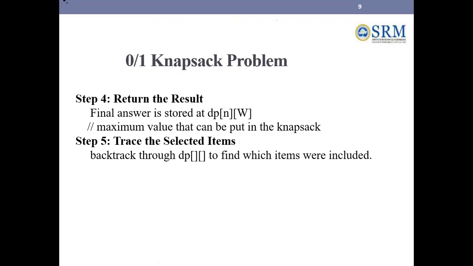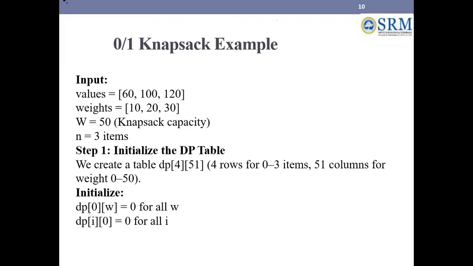So now we can trace the selected items to find the subset of items to be added. Backtrack through the TP dynamic programming table to find which items are included. So this is a general algorithm. Then we will see one example.